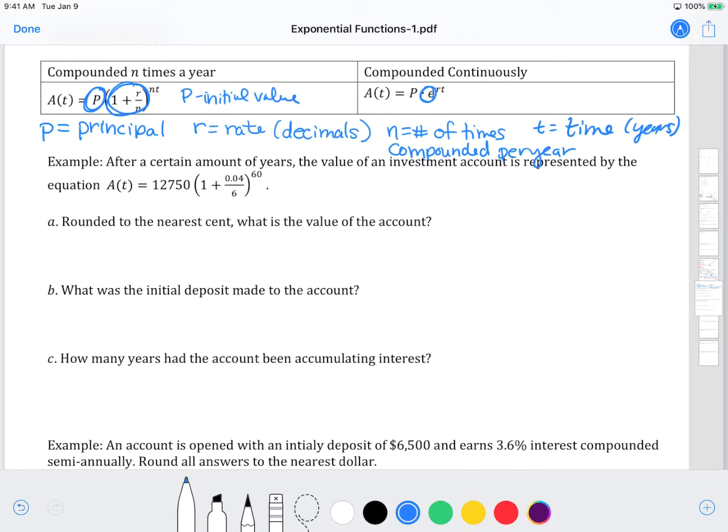So in example 1, it says, after a certain amount of years, the value of an investment account is represented by the equation A of t is equal to 12,750 times 1 plus 0.04 over 6 raised to the 60. Your A of t, I didn't mention this yet, is what's called your accumulated amount.